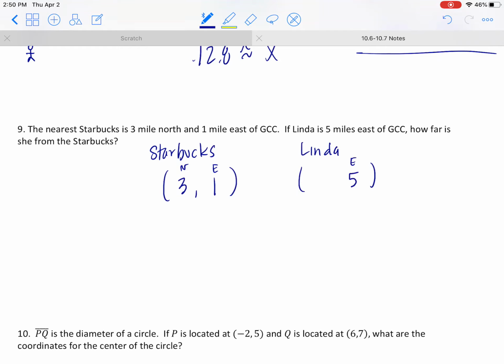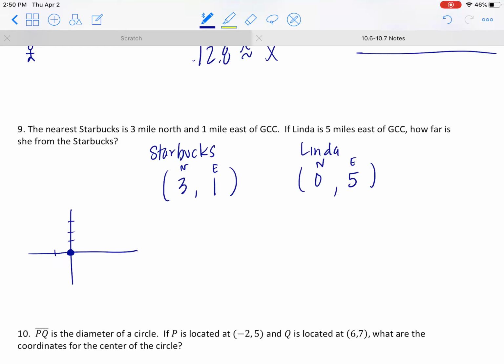So the north and the east I'm going to put together like this. And then Linda, she's 5 miles east. Okay, so east was second in my other coordinate, so I'm going to put east here again, 5. Now, if she's not north at all, what could we put in here for the north? Well, 0. She's only east, so she's not north at all.